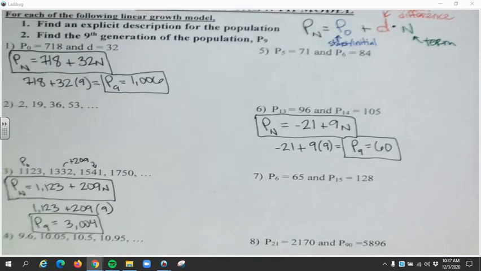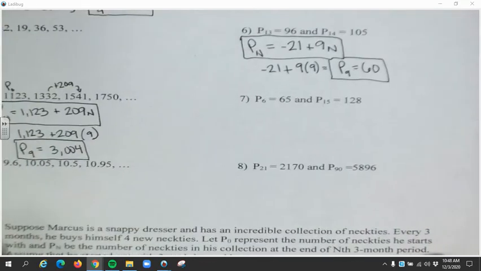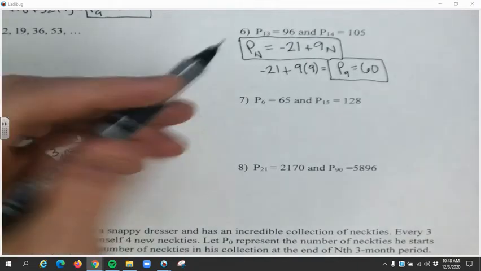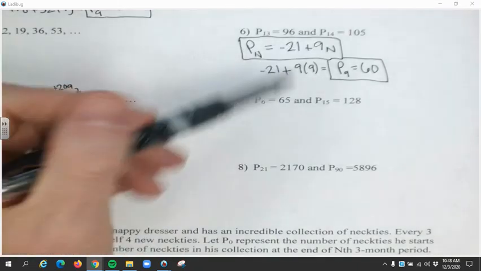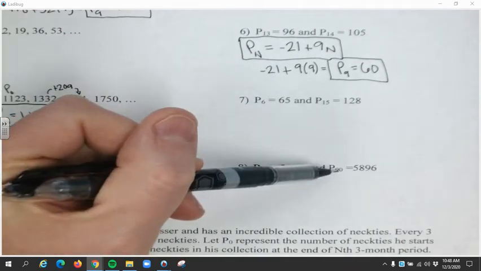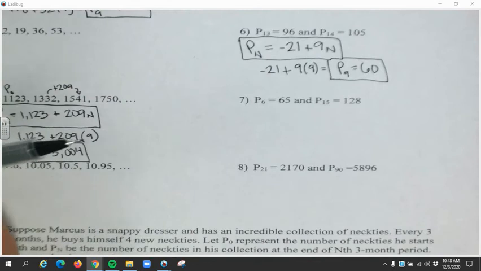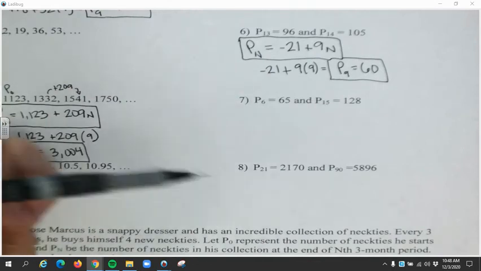So it's a little trickier. Let's do the hardest one on the page, which is probably number 8. It's a little trickier when those numbers are more spread out. Let's say instead of having 13 and 14, you had term 21 and term 90. So not only do you not know what the common difference is, but you also don't know what the initial value is. So let's figure this out using this question here.